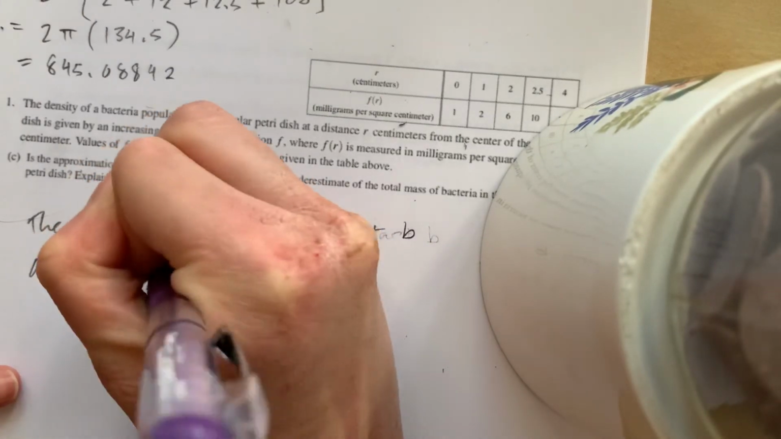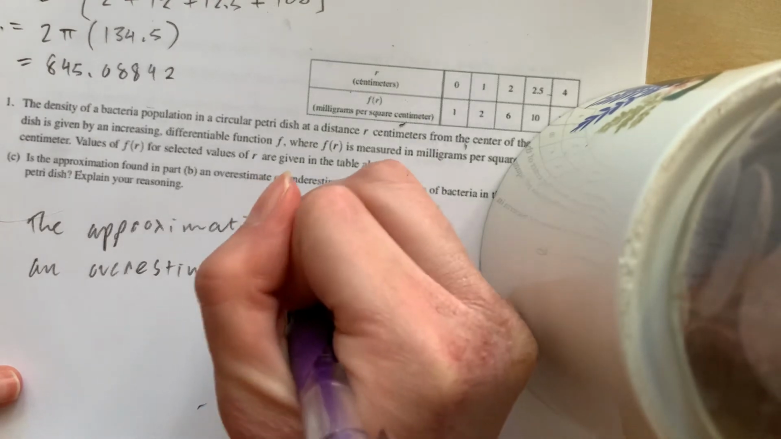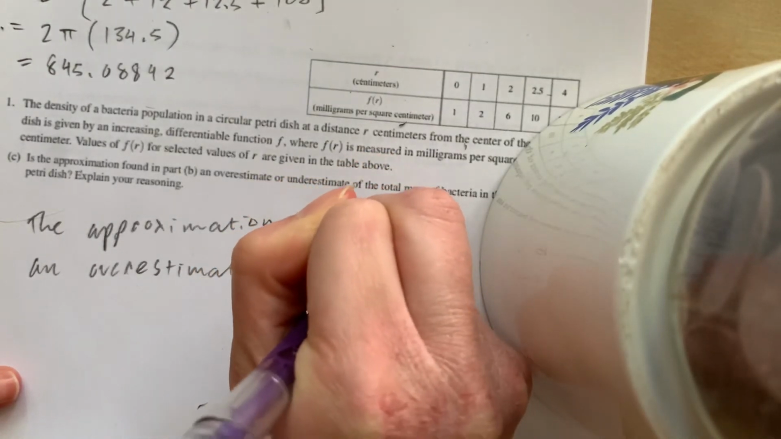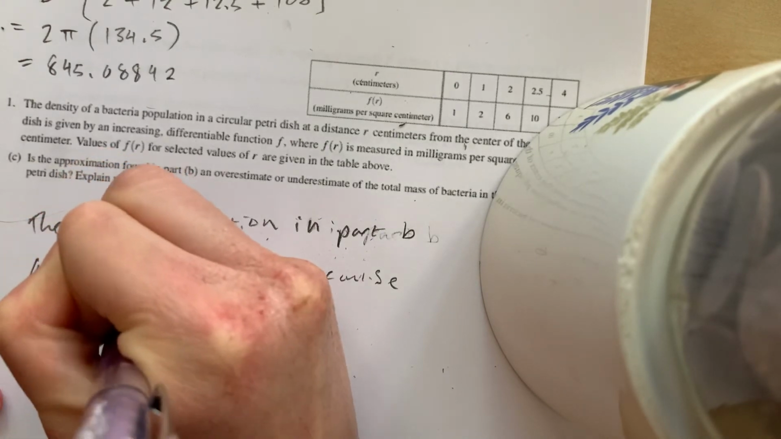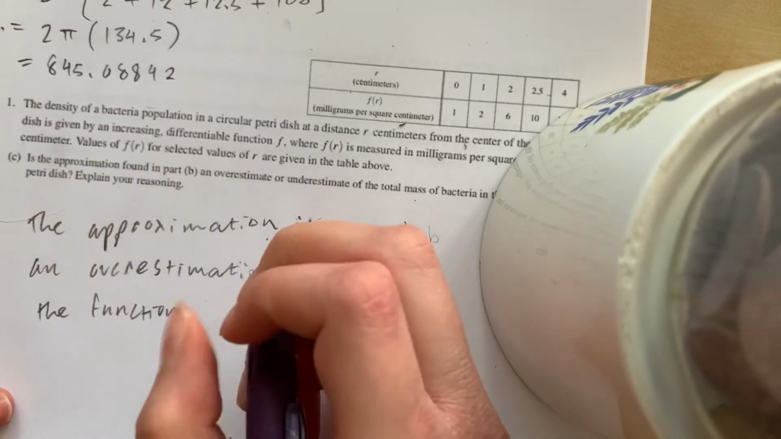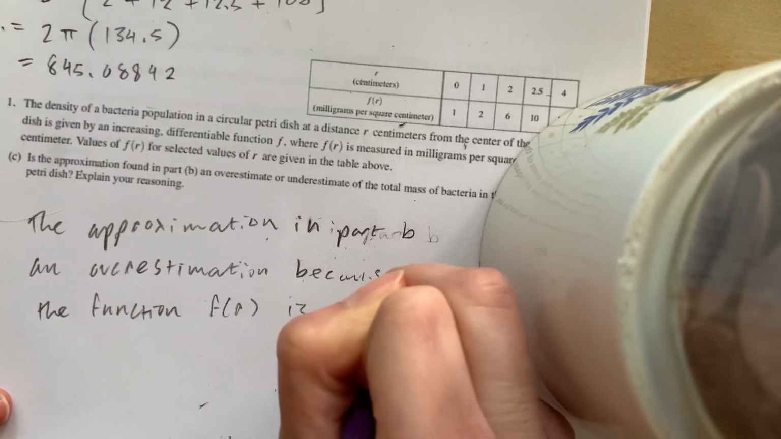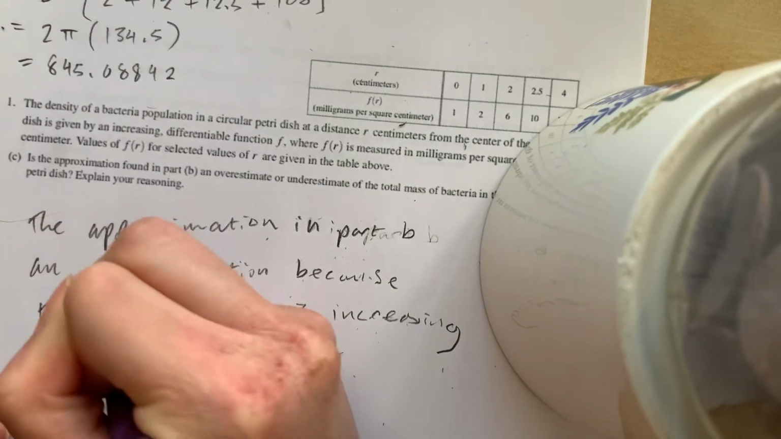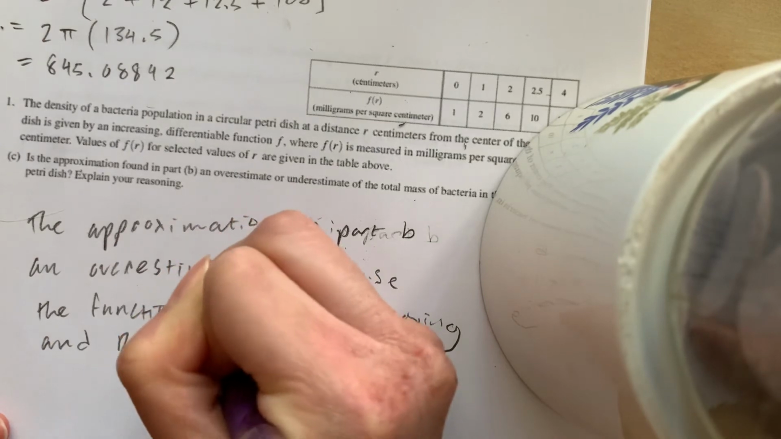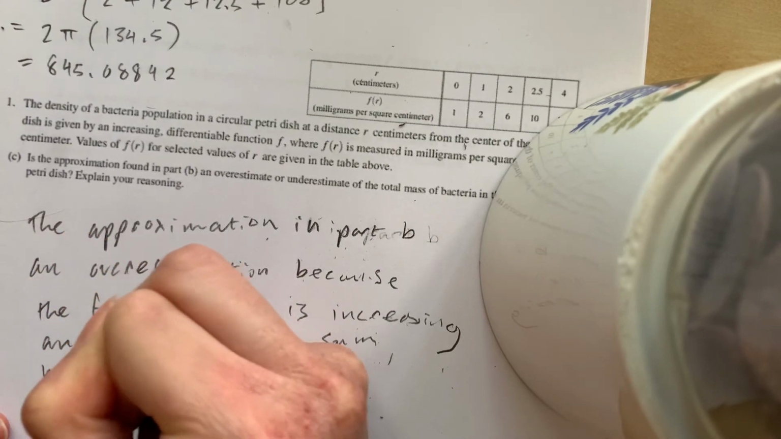Is an overestimation because the function f of r is increasing and right Riemann sum was used. All right.